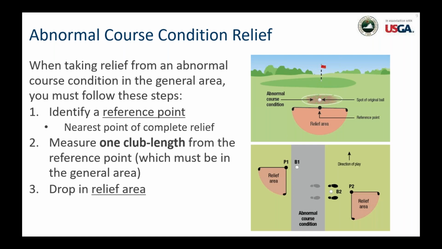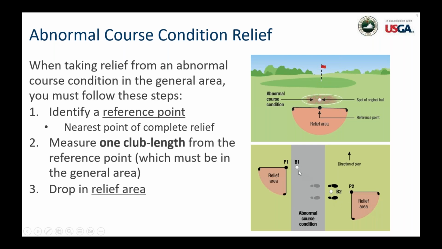You should measure one club length from the reference point, which must still be in the general area, so no nearer the hole. This picture, straight from the book, is measuring left or right, no nearer the hole. And when you drop the ball, it must land in and come to rest in the relief area. In the bottom picture, which is also straight from the book, you can see the direction of play in the top right-hand corner, and you can also see this player is right-handed with the feet placement.